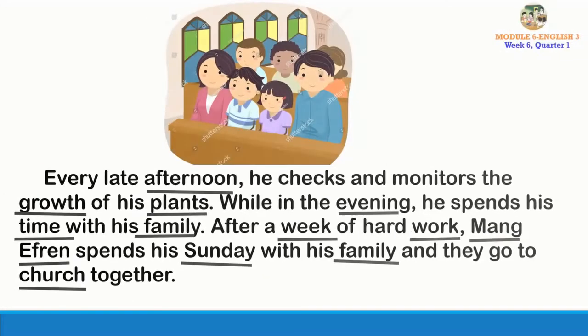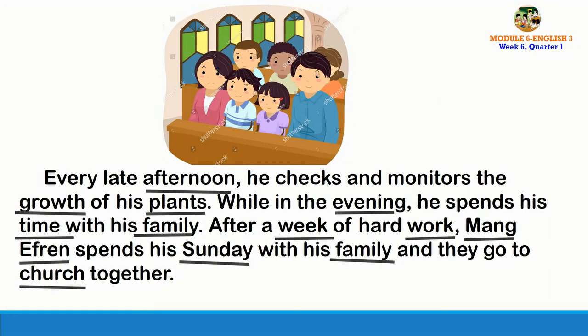In this paragraph, the nouns are afternoon, growth, plants, evening, time, family, week, work, Mang Efren, Sunday, church. You're doing an awesome job! You can really identify nouns in the story. At this point, let's move on to the next activity.